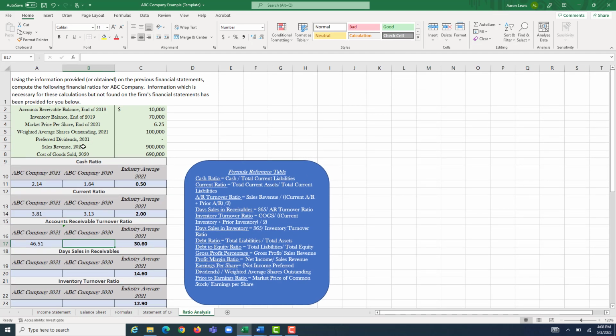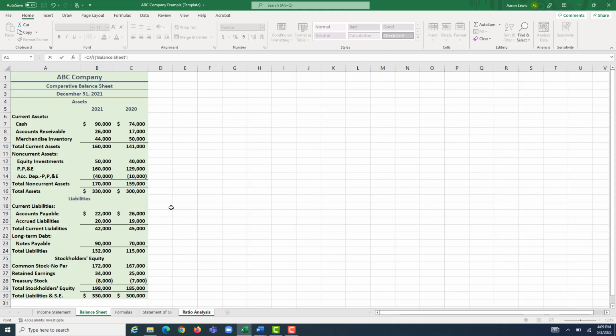And here we have our sales revenue for 2020. It was $900,000. So we're going to do that same formula. Sales revenue for the current year. We're doing 2020, so 2020 sales revenue will be for the current year, divided by, open two parentheses, go to the balance sheet. Again, we're in 2020, so the current year's receivables would be $17,000.